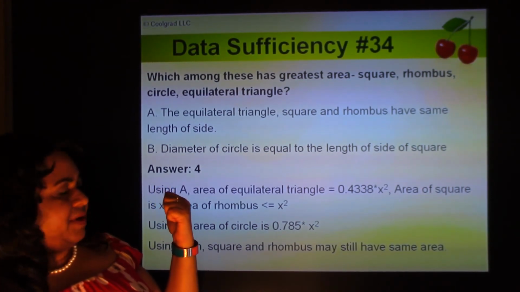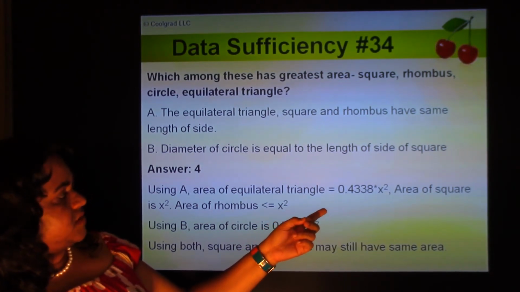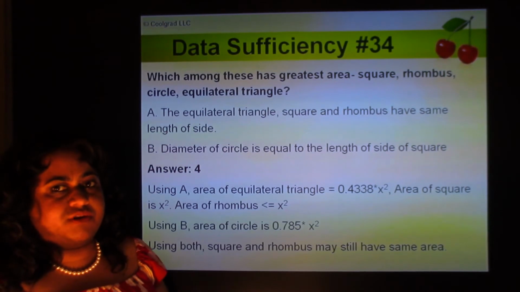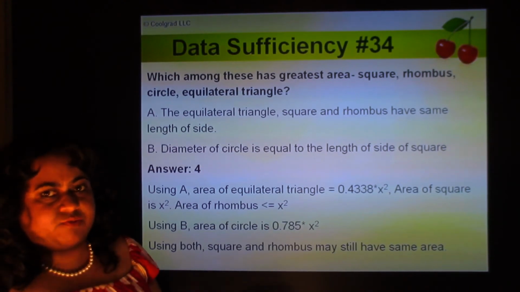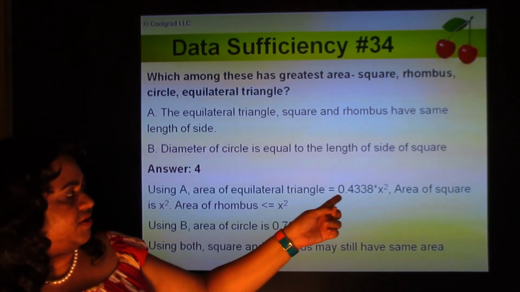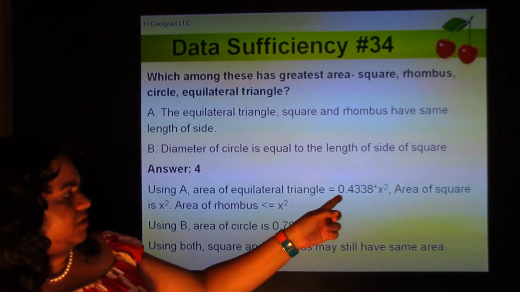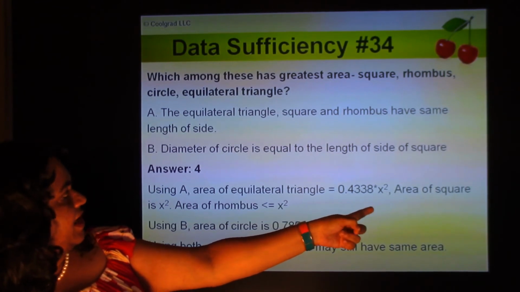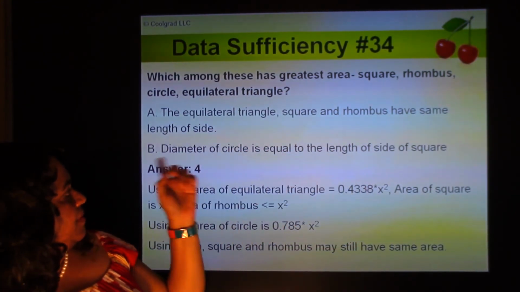So using statement A alone, area of the equilateral triangle, we know it's using the formula root 3 a square by 4. If the side of the triangle is x, so root 3 x square by 4. So square root of 3 by 4 is 0.433. So it's useful to remember that. So 0.433 times x square is the area of the equilateral triangle of side x.